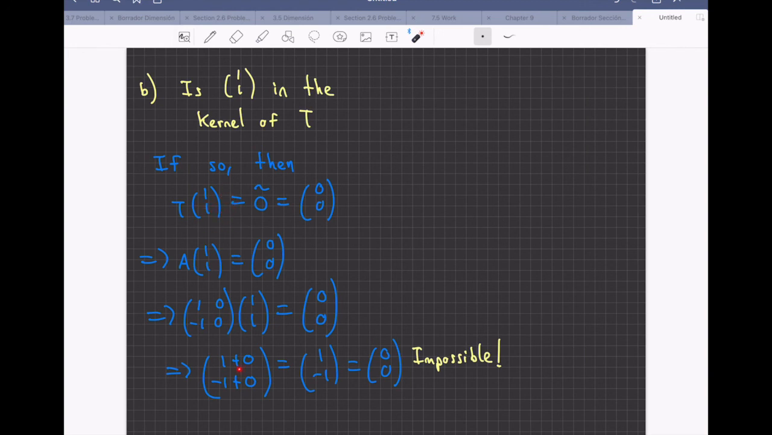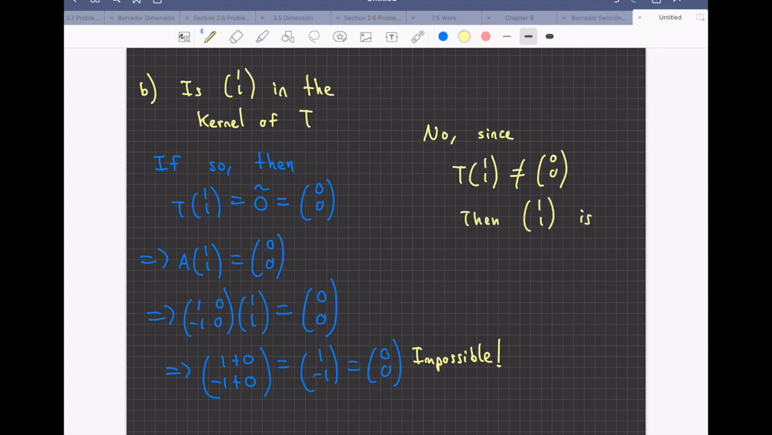If it were in the kernel, then we should have obtained 0, 0 here, but we don't have it, right? So in this case, no. Since T of 1, 1 is different from 0, 0, then 1, 1 is not in the kernel.